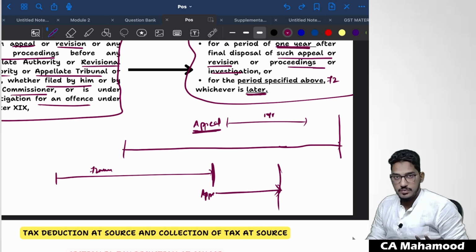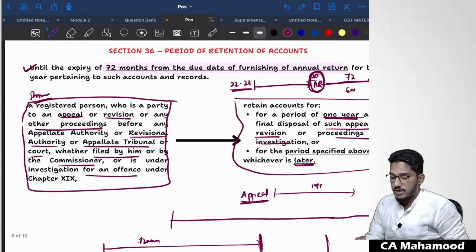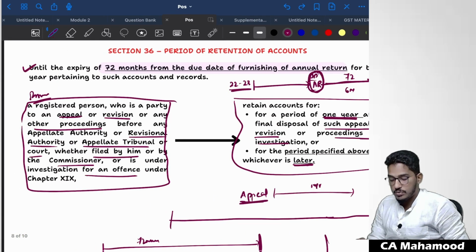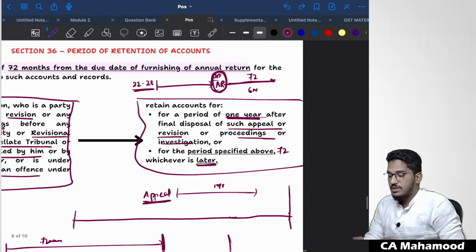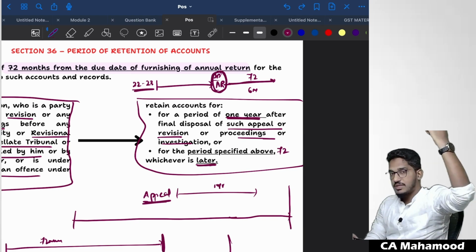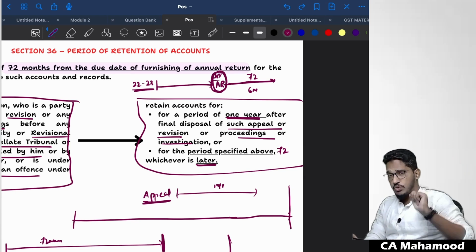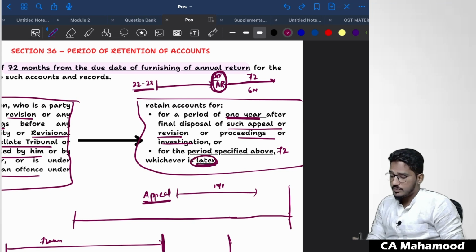Clear everybody? So in case you are a party to an appeal, revision or any other proceeding before any court, tribunal, commissioner, or any investigation is going on, in those cases the retention period will change: either 1 year after the final disposal of such appeal, or the actual time period which we have seen above, 72 months from the due date of furnishing of annual return, whichever is later. Till that point of time you have to preserve your records. Clear everybody?